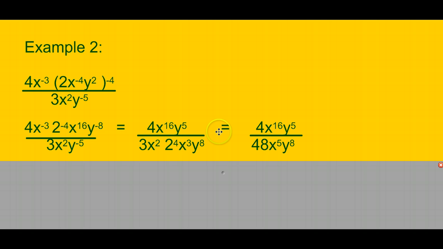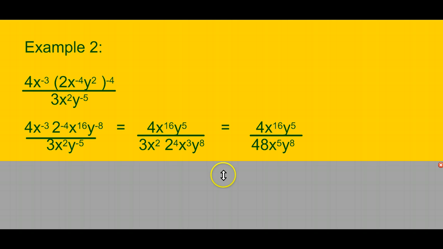Now we go ahead and simplify. The top is already simplified, 4x to the 16th, y to the 5th. On bottom, we have 2 to the 4th power times 3. 2 to the 4th power is 16, so we do 16 times 3 to get 48. Then you have the x's. X to the second times x to the third is x to the 5th, and the y to the 8th stays on bottom. To finish, we now simplify from top to bottom.